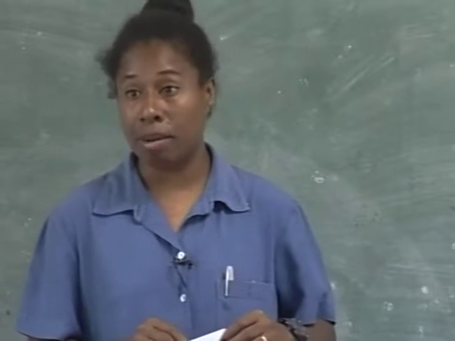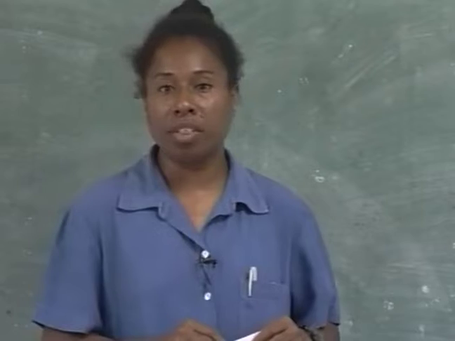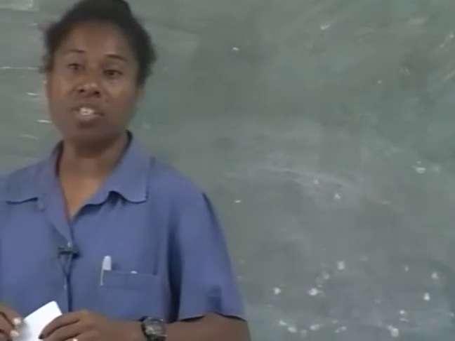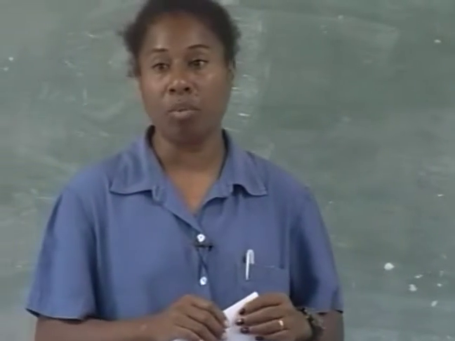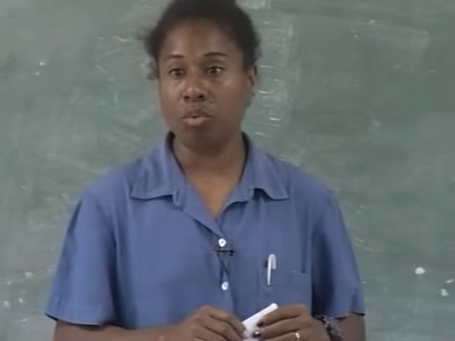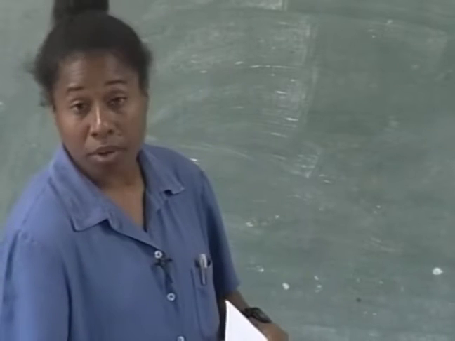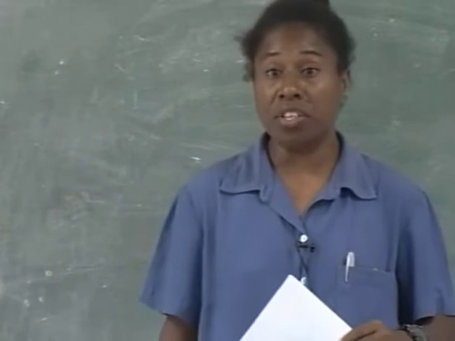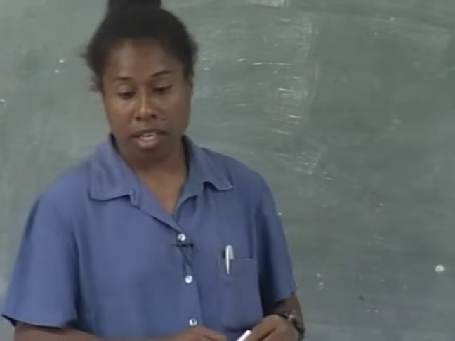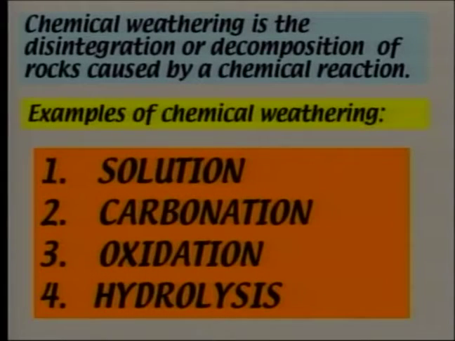mainly under the example of carbonation. But before we start with the different features which are created as a result of chemical weathering under carbonation, I'd like us to quickly recap and revise what we have already looked at on the 4 examples. First, the definition of chemical weathering: it is the disintegration or decomposition of rocks caused by a chemical reaction. It's important to note that in chemical weathering there is a chemical reaction.